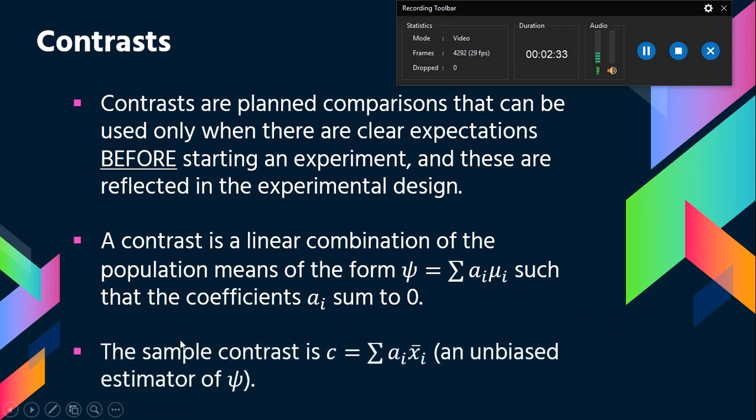What we'll do is calculate a sample contrast, which will be our unbiased estimator for psi, because we technically won't know what psi is. So instead of using mu sub i, we'll actually use our x bar sub i for each individual observation. And each observation will have its own unique coefficient assigned to it.